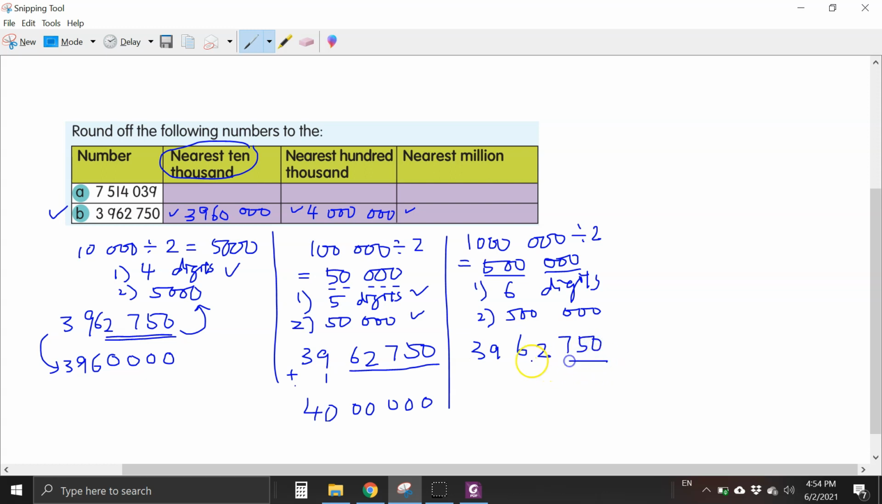So I copy the numbers again. Okay, I underline the last 6 digits. Is it more than 500,000? Yes, it is. So for the number in front, I plus 1, I get 4. The rest, I change to zeros. So your answer is also 4 million.